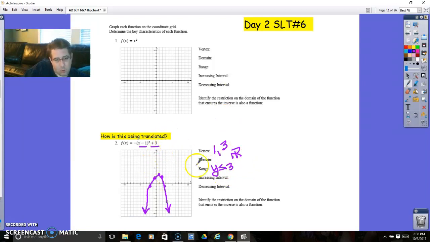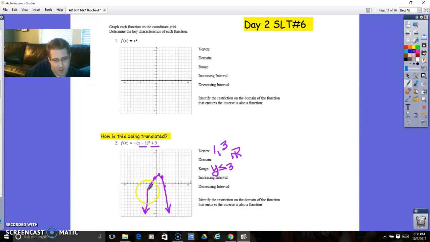Increasing interval. So whenever you're doing increasing and decreasing intervals, that means when was the function increasing and when was it decreasing? This is tough because you got to forget about the arrows. The arrows just tell you that it's going endless. That does not mean that that's the direction that it's going. You always look at a function from left to right. So if I go left to right, when was my pen going up and when was it going down?